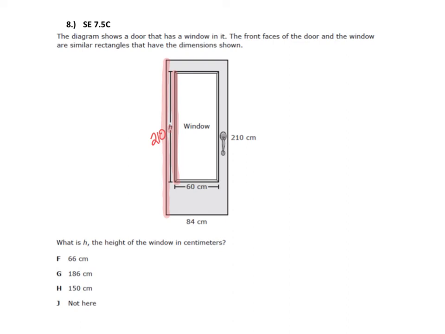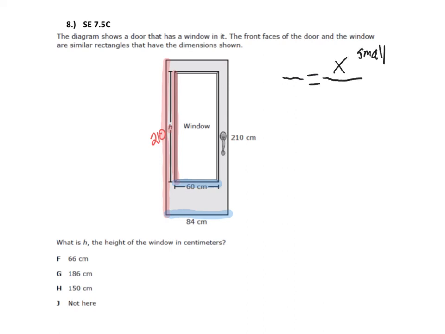Now let's move on to the next thing. We have 60 and 84. Now we are trying to find the measure of h, which I'm going to call x. We're going to make a proportion. Now, h is in the window, and that's a small rectangle. That's going to go up top.